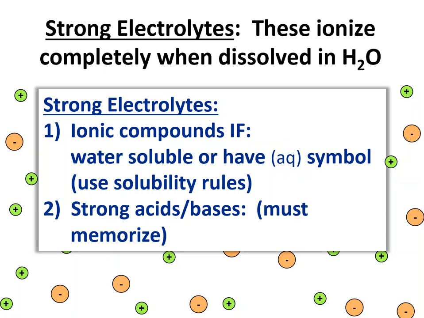For strong acids and bases, you must memorize those. If an acid starts with H or a base is a hydroxide, and is one of the strong acids or bases, then you know it is ionized 100% in water. Now there are acids that are not strong and there are bases that are not strong, and if they're not one of the strong ones, then they're not 100% ionized, and we'll see that later.